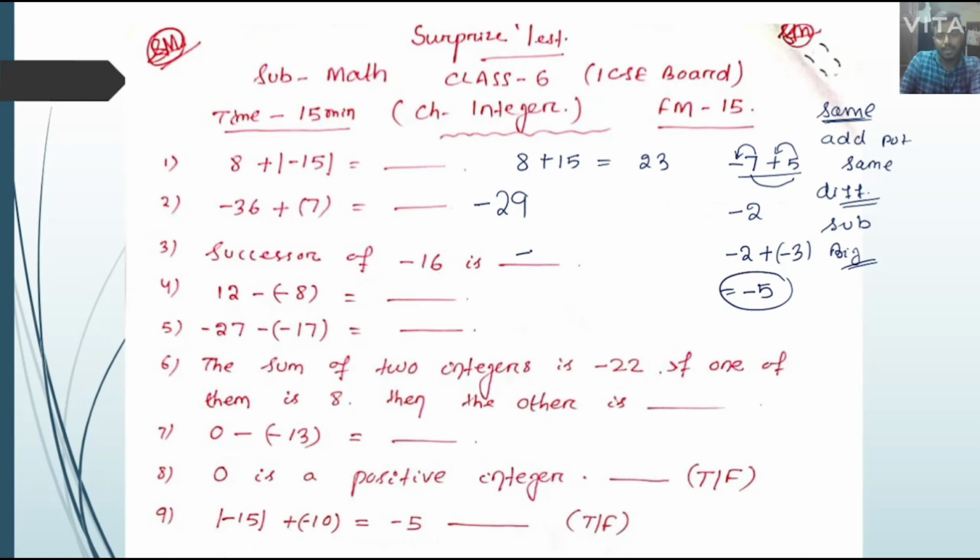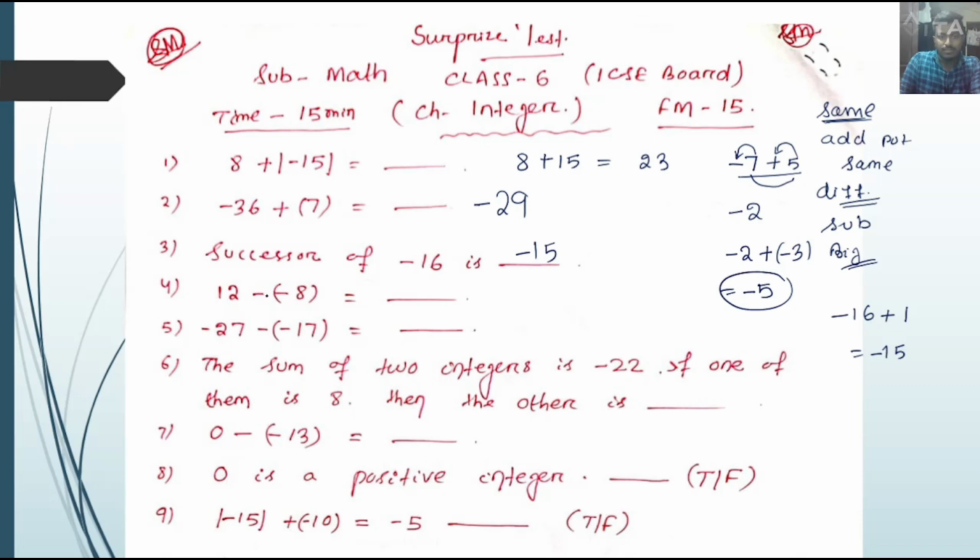So the answer is minus 15, because successor means plus 1. So there is minus 16 plus 1. So different sign means subtract, that is 15. So the big number's sign is minus. So put minus. Understand? Now next question number 4.